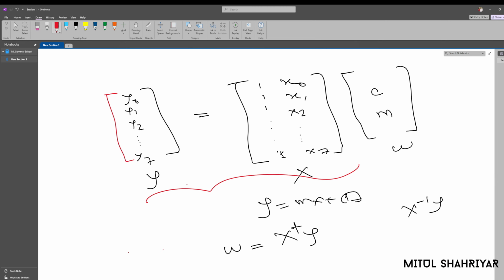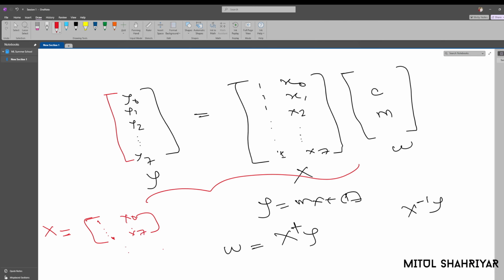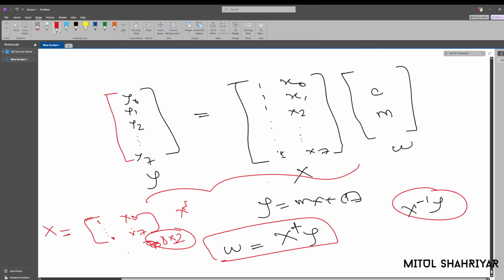If we look at x, what we have is 1 1 1 1 1, x0 to x7. How many rows do we have? 8 rows and 2 columns. Is it a square? Isn't it our target? Our target is to get x inverse, and then multiply it with y, then we'll get w. Isn't this our goal? And this is w, the whole matrix. But we cannot get an inverse of a matrix if it is not square. That is why we will try to get x pseudo inverse. And it is easy for us to get pseudo inverse, isn't it?